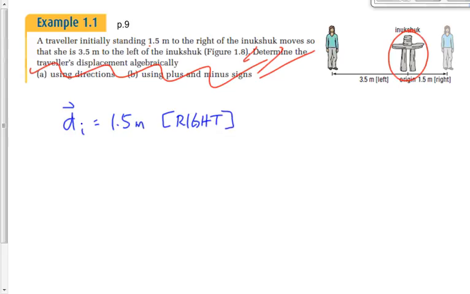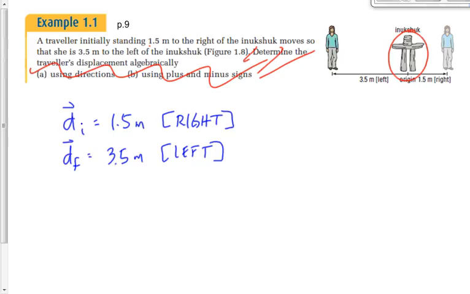She moves so that she's 3.5 meters to the left of the Inukshuk. What is that? Is that a displacement or is that a position? Did she move 3.5 meters? Is that her change in position or is that where she is now? Yeah, that's where she is. So it's a position, right? That's her final position. She is there, 3.5 meters to the left of the Inukshuk.